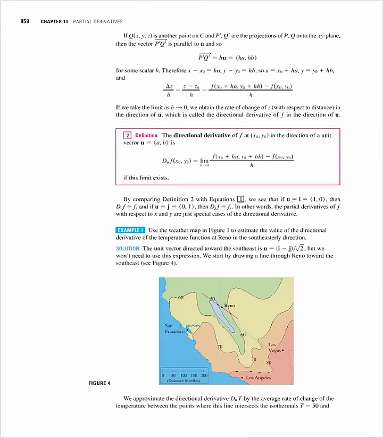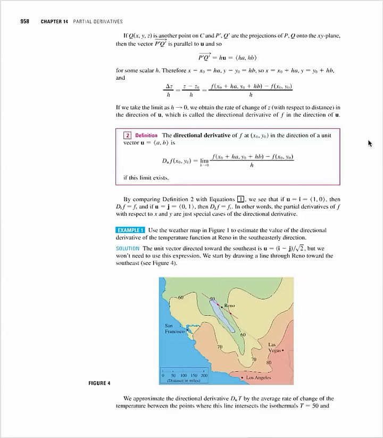The directional derivative d sub u of f is the change in f as we walk in the direction of the vector u. Again, this definition is true, but it's not necessarily the way that we want to think about the directional derivative.